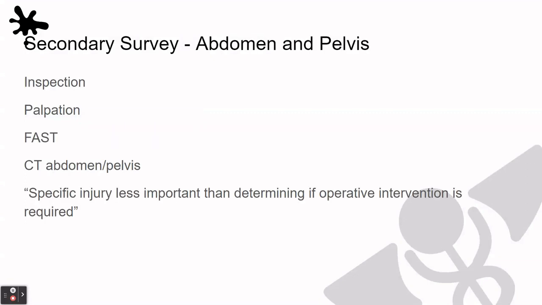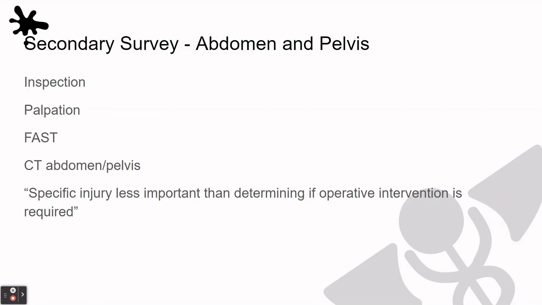Move on to the abdomen and pelvis. You're going to take a look at it again. Do you see any bleeding, any bruising? You're going to push on it. Anything hurting? You're going to get your FAST. You're going to get your CT abdomen and pelvis if it's indicated. And here the point is specific injury is less important than determining if operative intervention is required. So do they have a spleen lac versus hollow viscus? I don't know. Who cares? What I care about is, do they need to go to the OR right now?